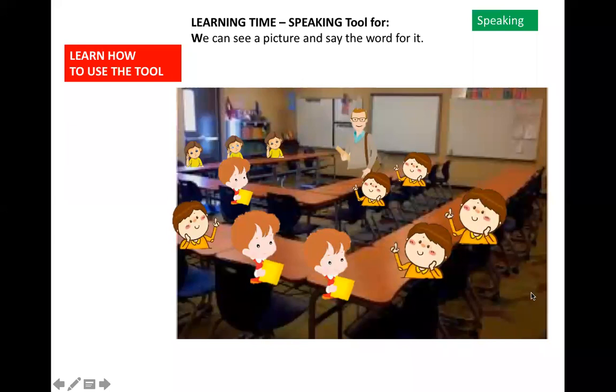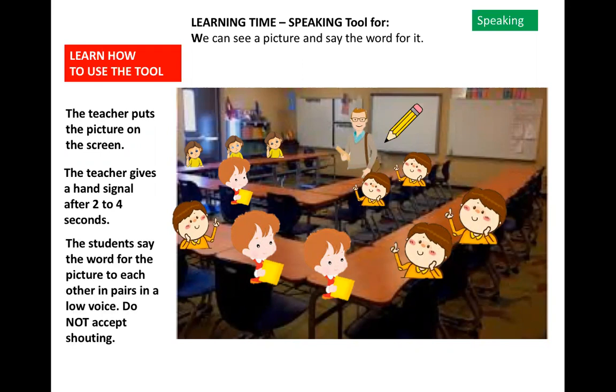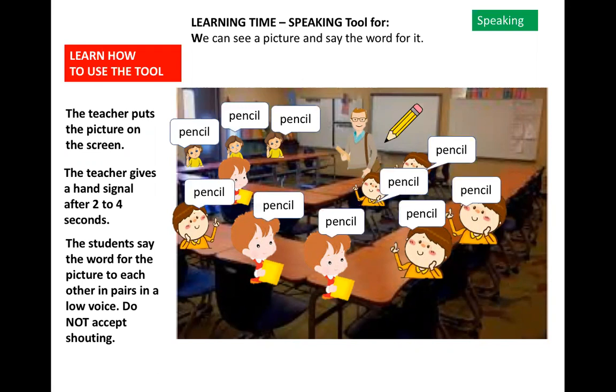So let's have a look again one more time. The teacher puts the picture on the screen like this. The teacher gives a hand signal after 2 to 4 seconds. The students say the word for the picture to each other in pairs in a low voice. Do not accept shouting, very important. And the kids will say pencil. So please disregard the first slide.